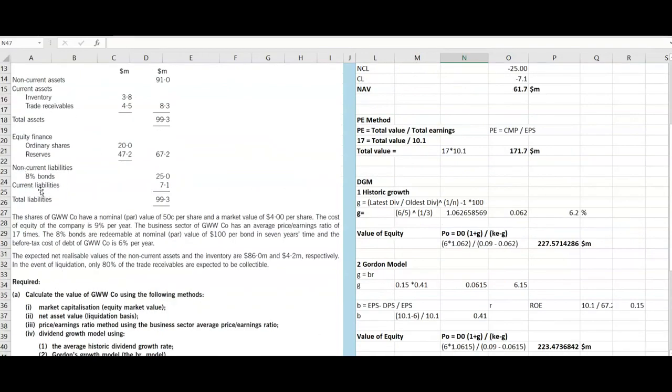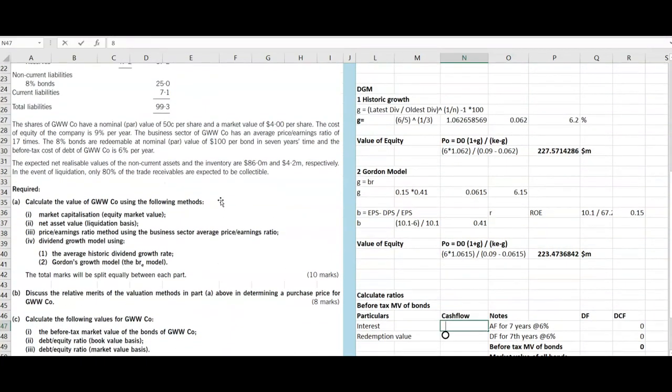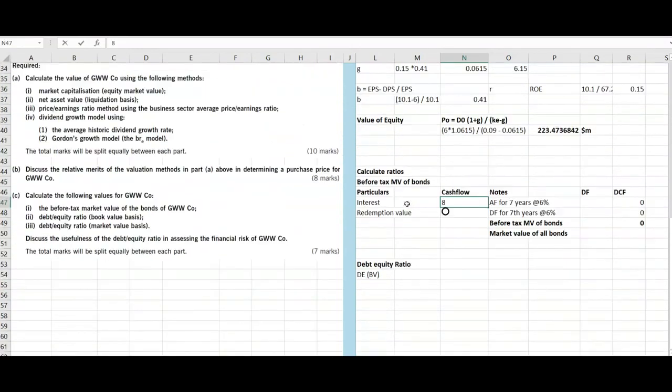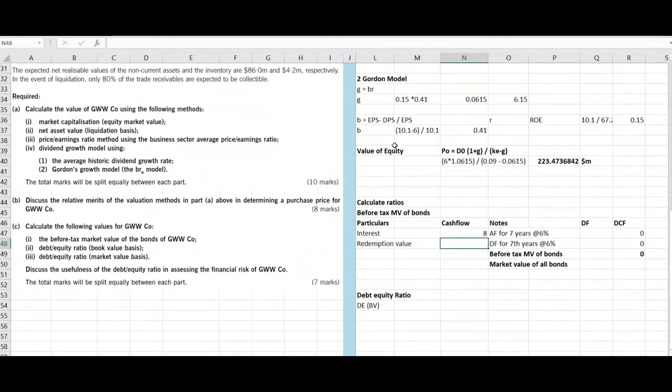It is an 8% bond. So we can take it directly there. So it's going to be an 8% bond. We'll also have to check the nominal value. The nominal value of the bond is 100. So we can take it as 8. And redemption value, we have to check. They are redeemable at a nominal par value of 100 per bond in 7 years time. So it is redeemable at 100.